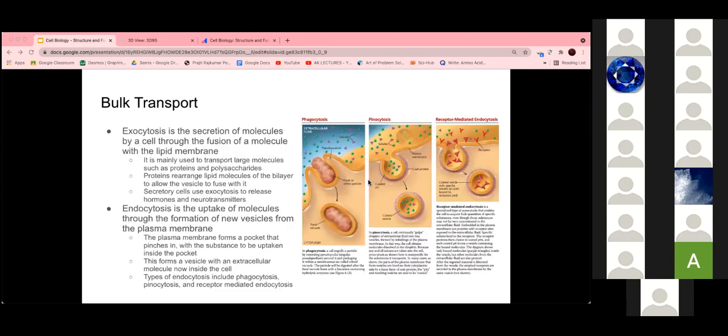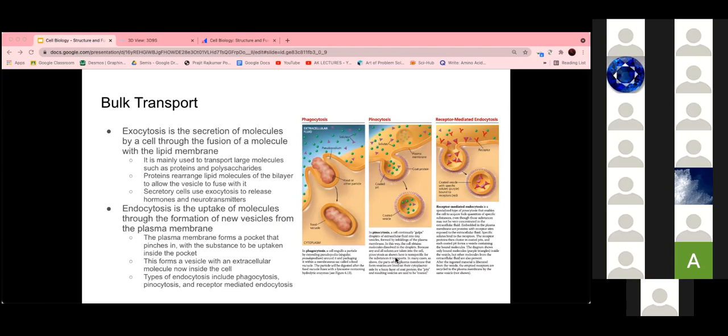All right, now for my last slide, I'll just be talking about bulk transport, which is another specific type of transport. So bulk transport includes exocytosis, which is the secretion of molecules by a cell through the fusion of a vesicle with the lipid membrane. And exocytosis is used to transport large molecules like proteins and polysaccharides. And proteins rearrange the lipid molecules of the bilayer to allow the vesicle to fuse with the bilayer. And then once the vesicle fuses with the bilayer, it can then secrete molecules. And secretory cells use exocytosis to release hormones and neurotransmitters.